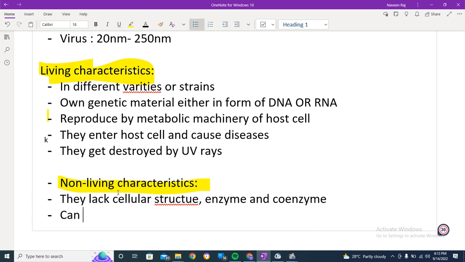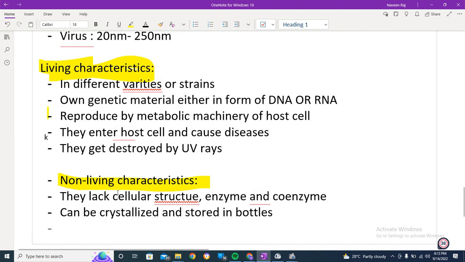They can be crystallized and stored in bottles. This is some kind of non-living characteristic, because it is not common that one gets crystallized and is put into bottles, but that is happening in the case of viruses.